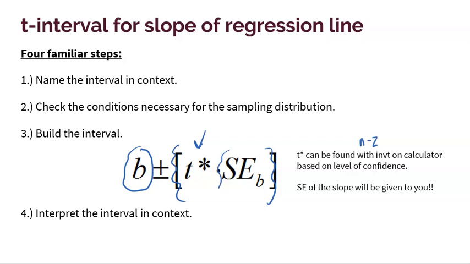Now remember, this number, the standard error, is going to be given to you. Even though there is a formula for it, you don't have to worry about it. You're always going to be given it. And then, of course, you have to interpret the value in context.